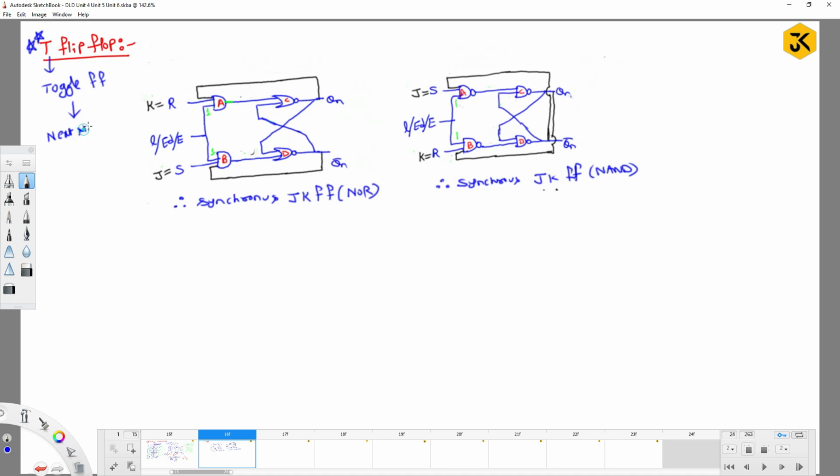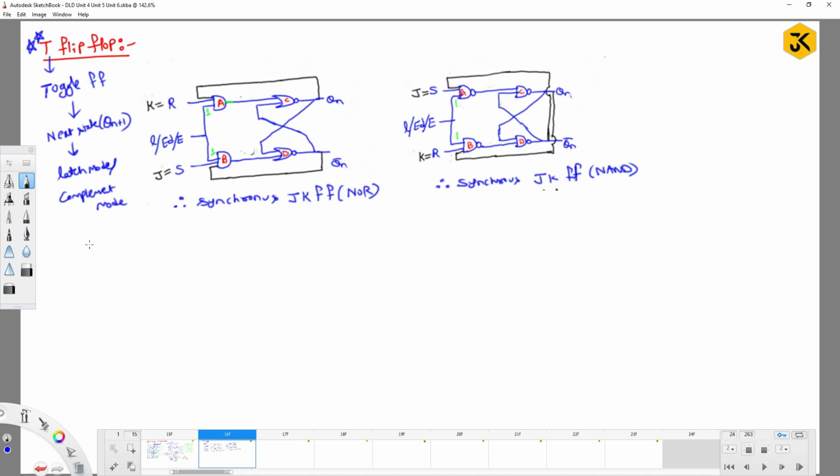next state, Qn plus 1. So Qn plus 1 can be either latch mode or it can be complement mode. That is the reason they are calling it a toggle flop, meaning that your Qn plus 1 is going to be toggled between 0 and 1, right?